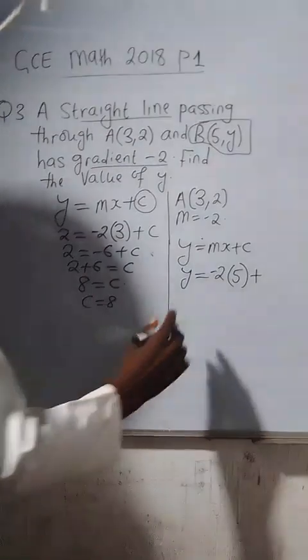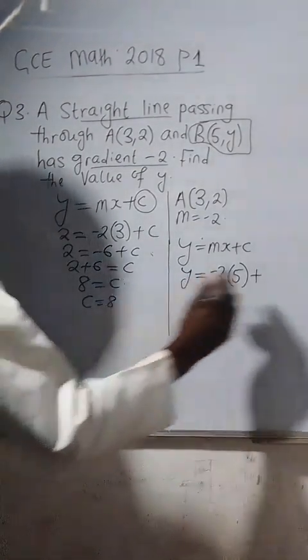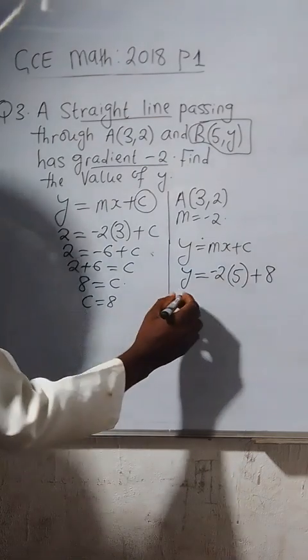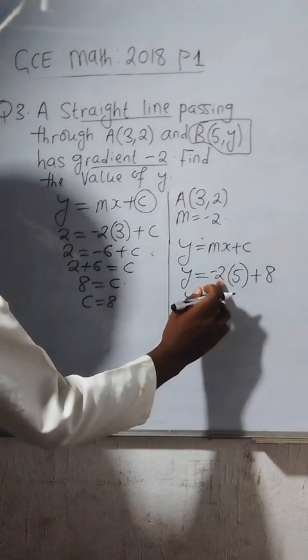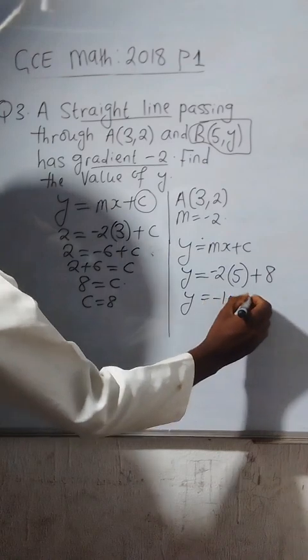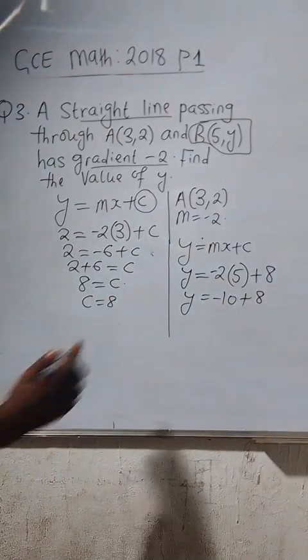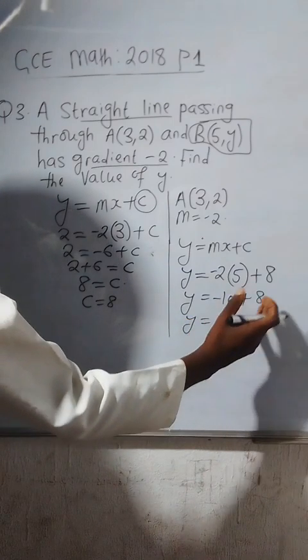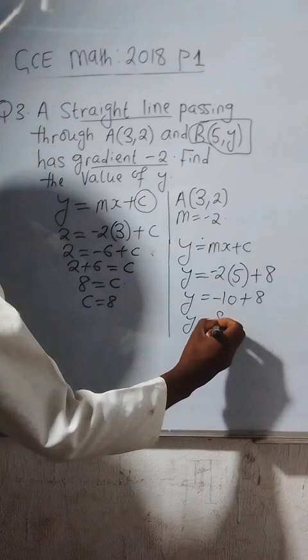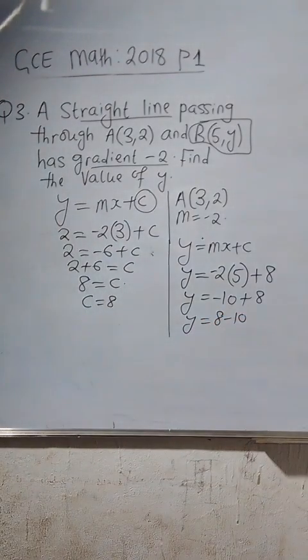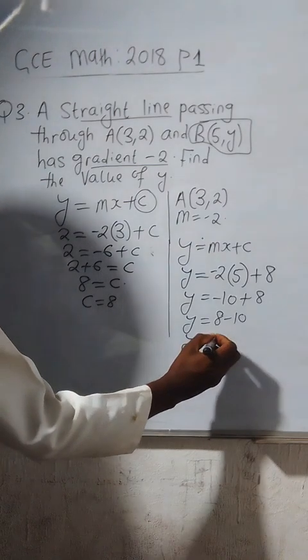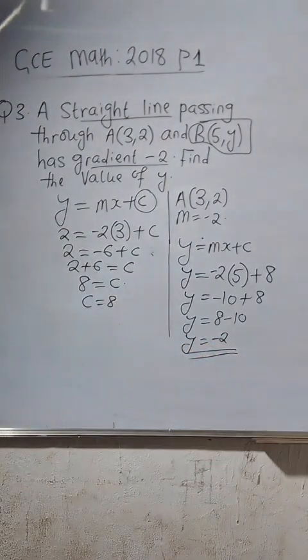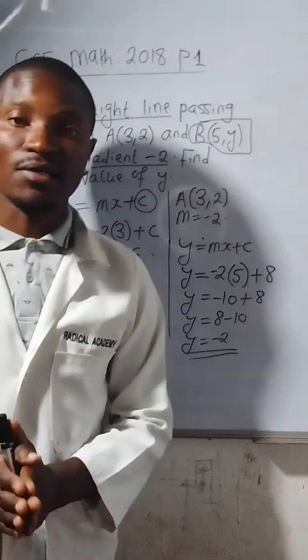The plus c is now 8, meaning the value of c is 8. From there, we simplify: -2 multiplied by 5 gives -10, plus 8. So y equals, you can just reverse it, 8 minus 10, just to make it simple. And now the value of y is -2. This is how we approach the question. This question is just as simple as you can see.